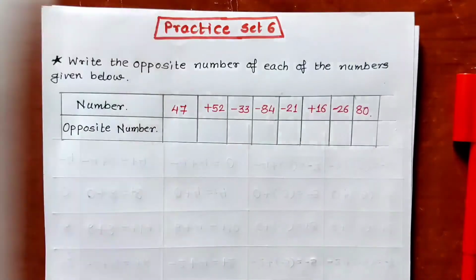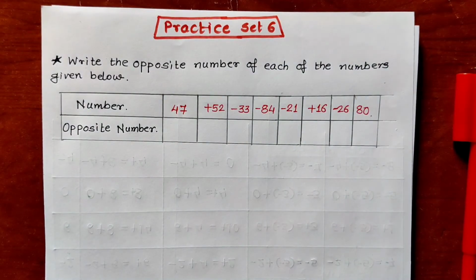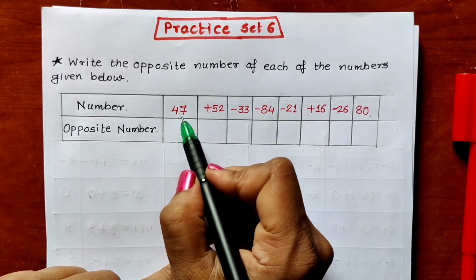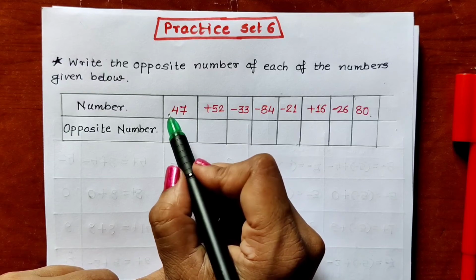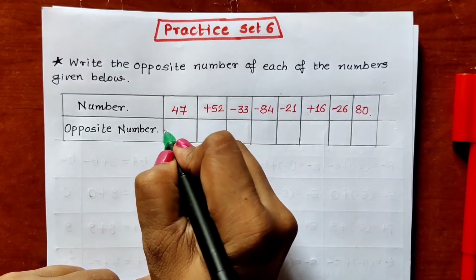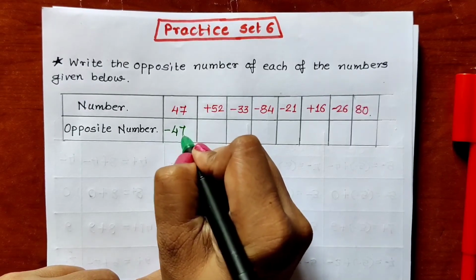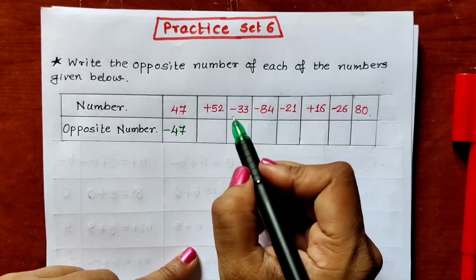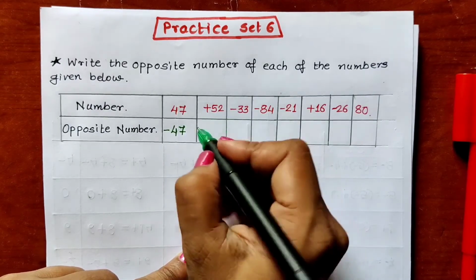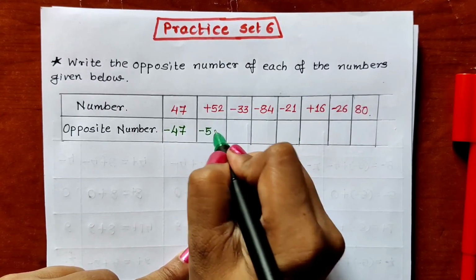So let us write. First number is 47. 47 doesn't have any sign, that means it has a plus sign. It is plus 47. So what will be its opposite number? Its opposite number will be minus 47. Now the second number is plus 52. The sign is shown here, plus 52. So its opposite number will be minus 52.